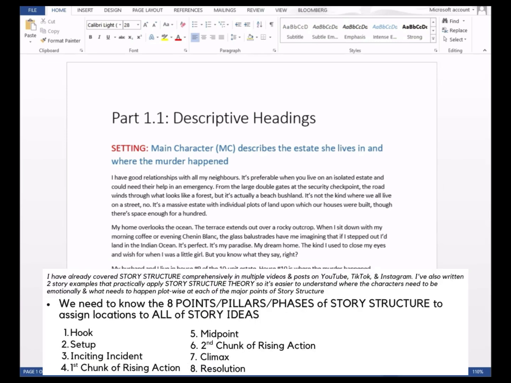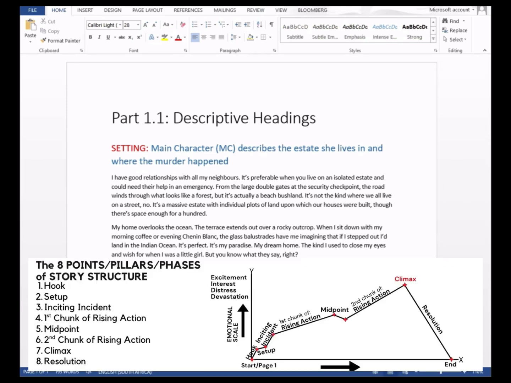I've been through story structure many times in many formats across all platforms, but here it is briefly for context, and I have a few examples coming up so we can all move forward with a basic understanding together. What we need to know for today's video is that to assign a location to a story idea, we need to know the 8 pillars or points or phases of story structure. Visually, this is what it looks like. It has 8 distinct parts, and if you add all 8 parts up, you end up with a completed story. This is true whether you're writing a full-length manuscript, a novella, or a short or micro story.